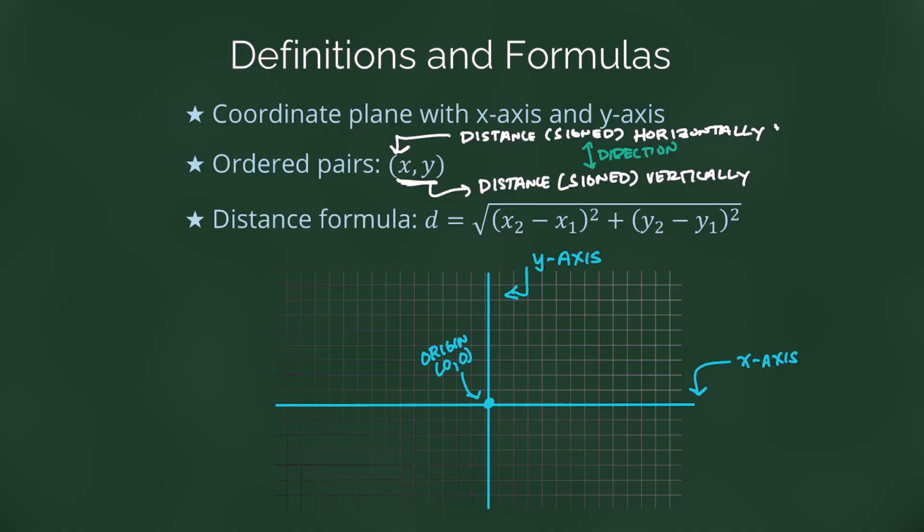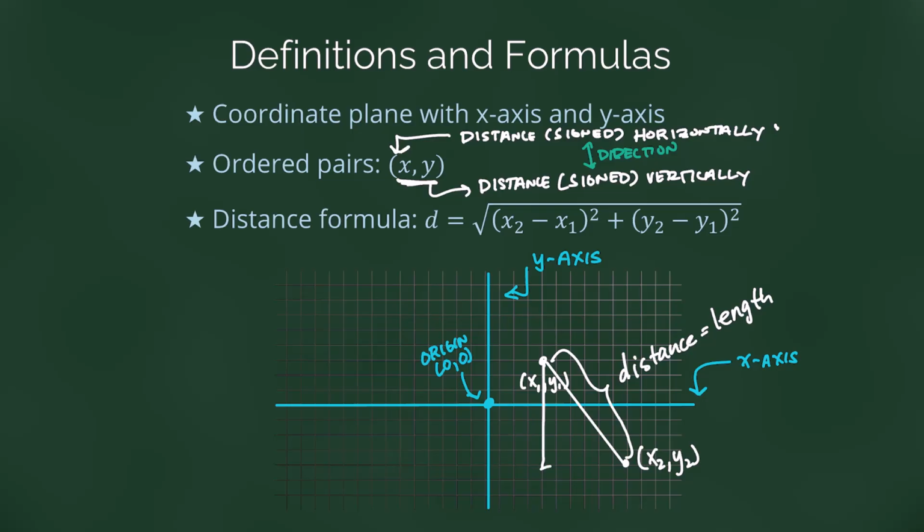Then if we have 2 points, we can just pick some arbitrary points here. We'll call this point x1, y1, and we'll pick some other arbitrary point, maybe over here. We're going to call this point x2, y2. If we want to know how far it is to get from x1, y1 to x2, y2, what we're going to do is draw the straight line segment that connects them. And the distance is going to be the length of this segment. The way we find that is we'd make a triangle.